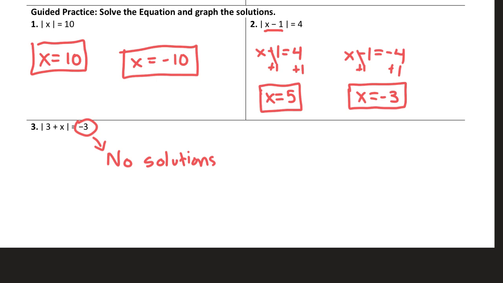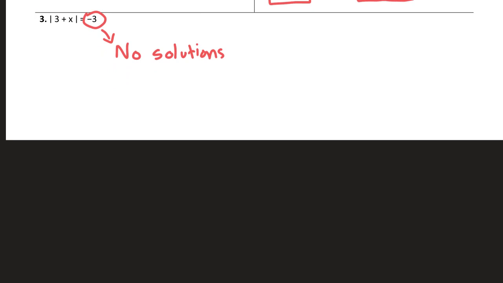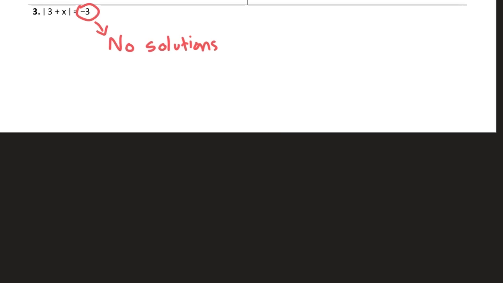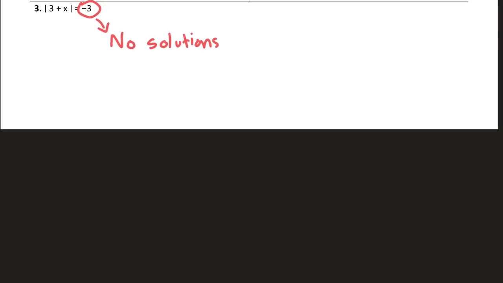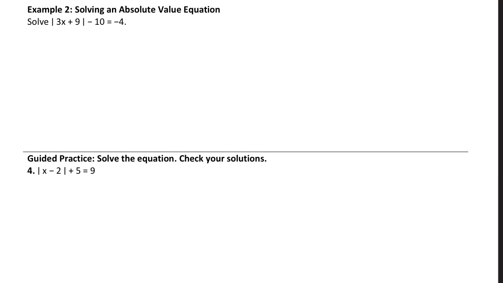For number 3, our absolute value is set equal to a negative number, so that means it's not possible, so that is why I say no solutions. There is no need to solve that, because the absolute value of something cannot be negative. The result of an absolute value has to be positive. So, in example 2.